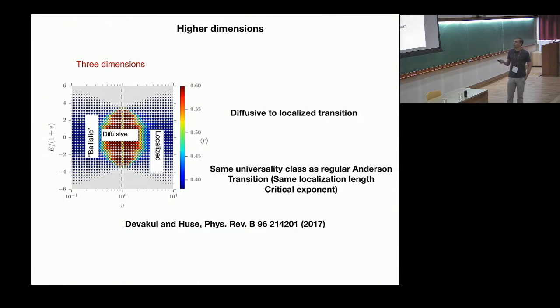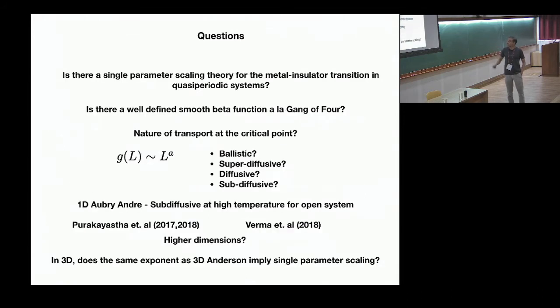And the duality of the model tells you that both of these transitions have to be in the same universality class. And it was shown here, on the basis of a certain kind of analysis of the wave functions, that the universality class of this transition, at least in terms of measuring the localization length critical exponent, is the same as the one that you see in the regular Anderson transition. So even though this is a quasi-periodic model, the universality class, at least as far as indicated by the localization length exponent, seems to be of the Anderson type. Okay. So with this sort of introduction, let me now get to what we have been looking at.